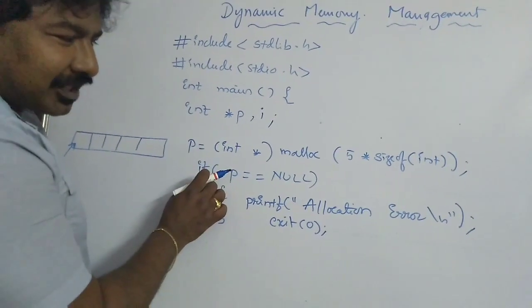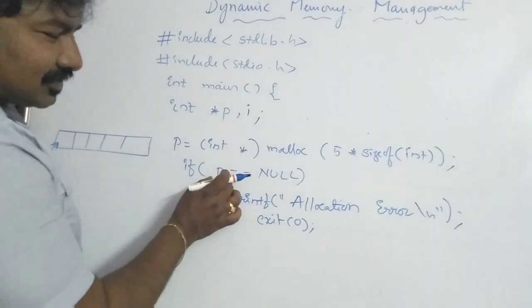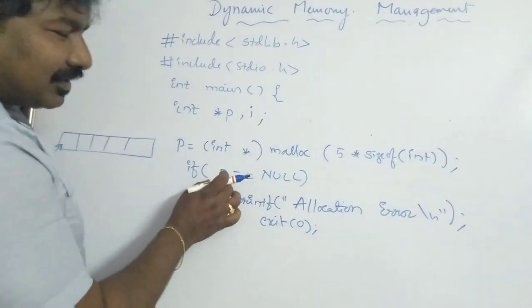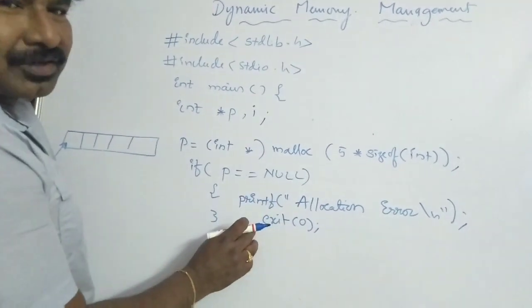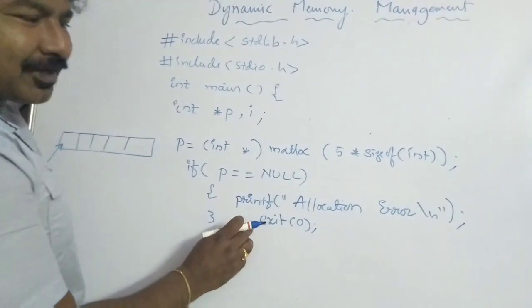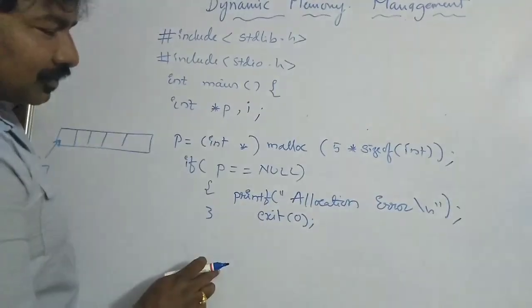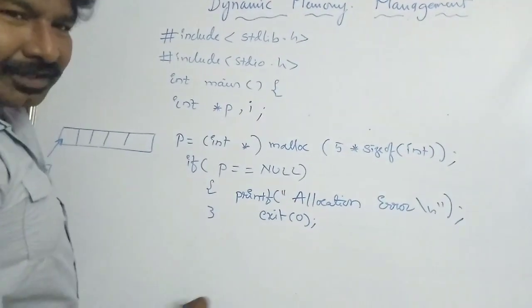Okay, friends, in the successful allocation of memory, this p will receive an address. So this particular if statement checks whether the address equals NULL. Address equals NULL means false, so it does not execute, which means we are not exiting from the program. So we will continue with the rest of the program.